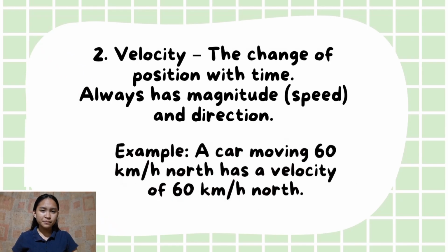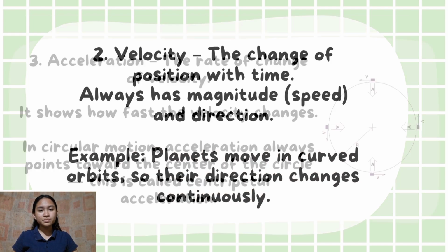Second, velocity. Velocity is a change of position with time. So velocity always has magnitude or speed and direction. For example, a car moving 60 km per hour north has a velocity of 60 km per hour north.